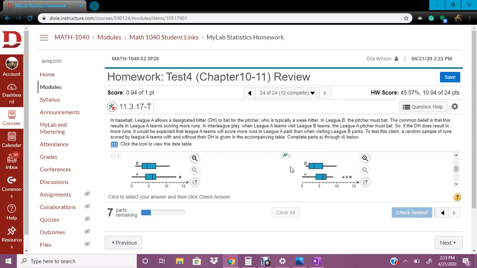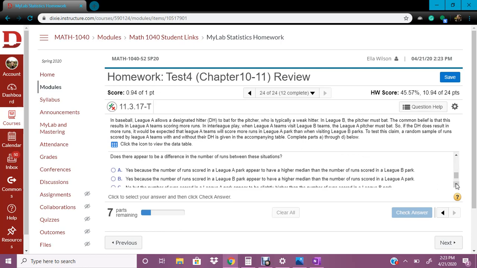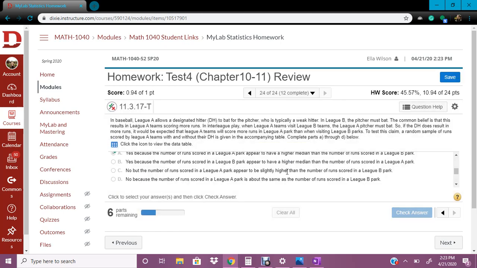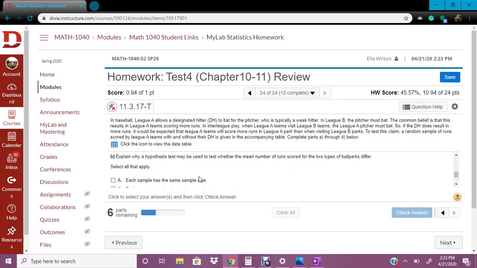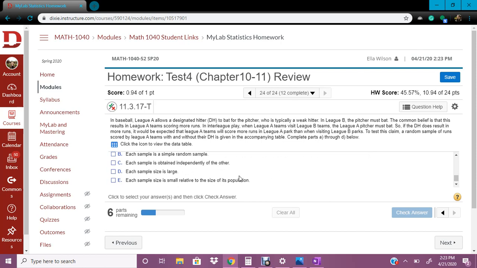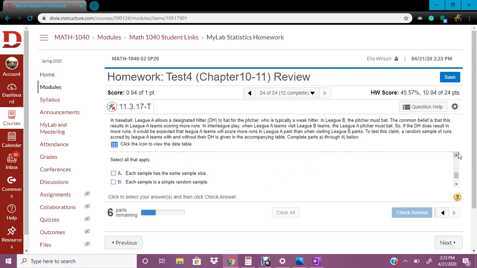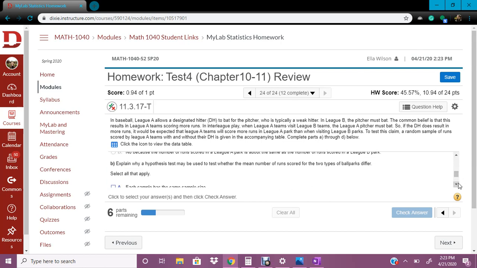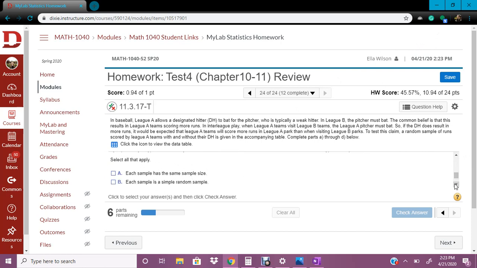Does there appear to be a difference? Yeah, definitely looks different to me. This middle median part is a lot higher in A, so that's what we're going to say. Yes, League Park A has a higher median. Now we're going to explain why we can use the hypothesis test.